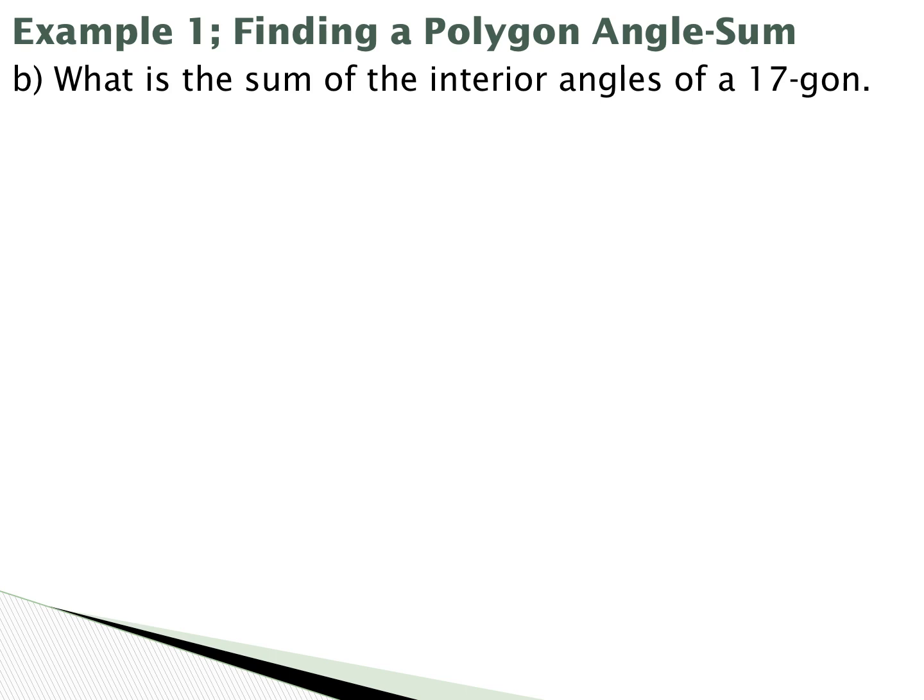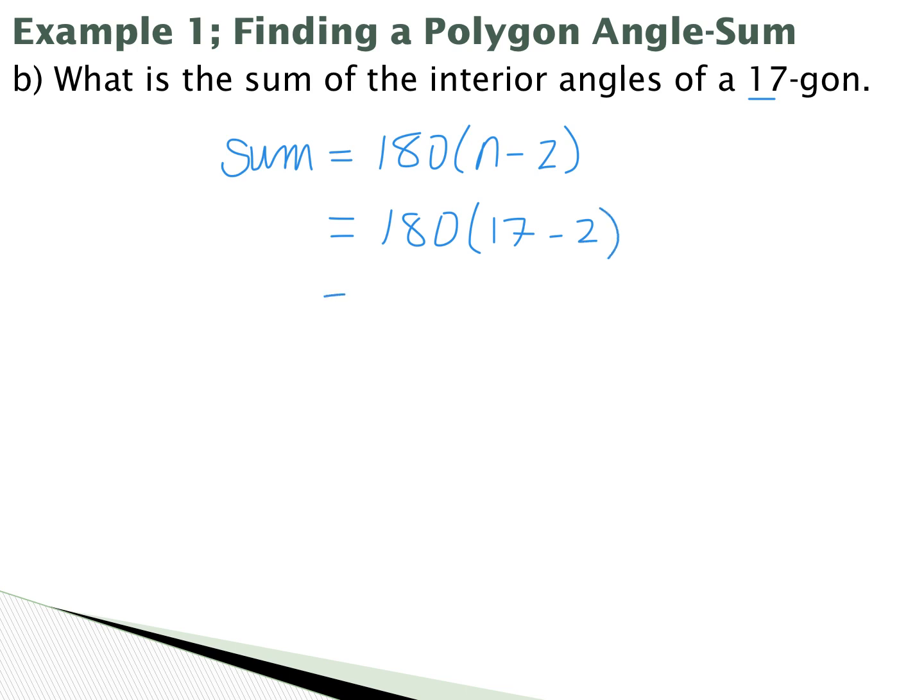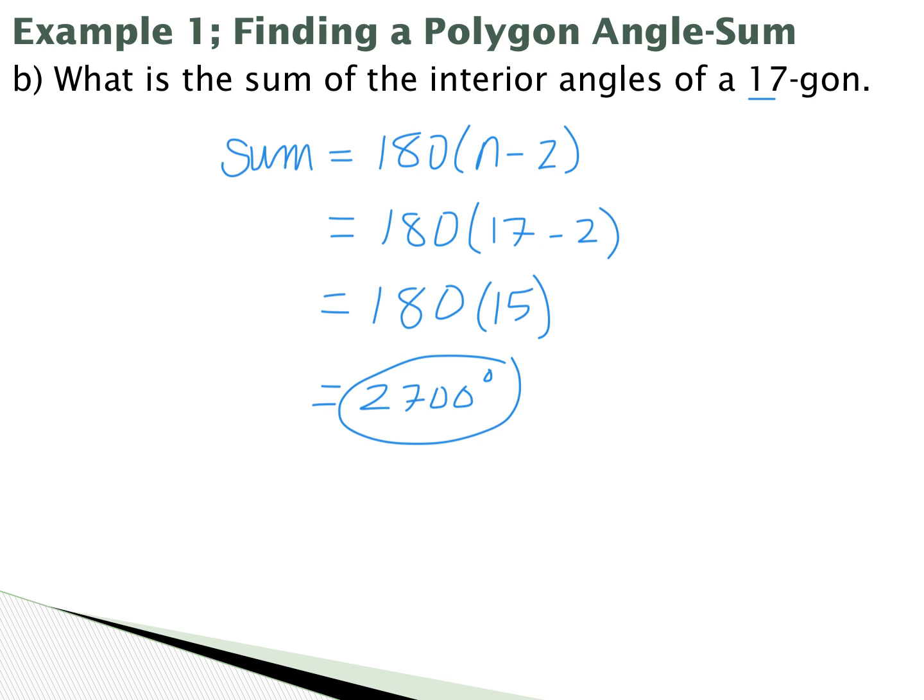For this next one, we're going to find the sum of the interior angles of a 17-gon. So that would be 17 sides, meaning the sum is equal to 180 times n minus 2, where n is 17. So 180 times 17 minus 2, or 180 times 15. 180 times 15 would then be 2,700 degrees for the sum of the interior angles of a 17-gon.